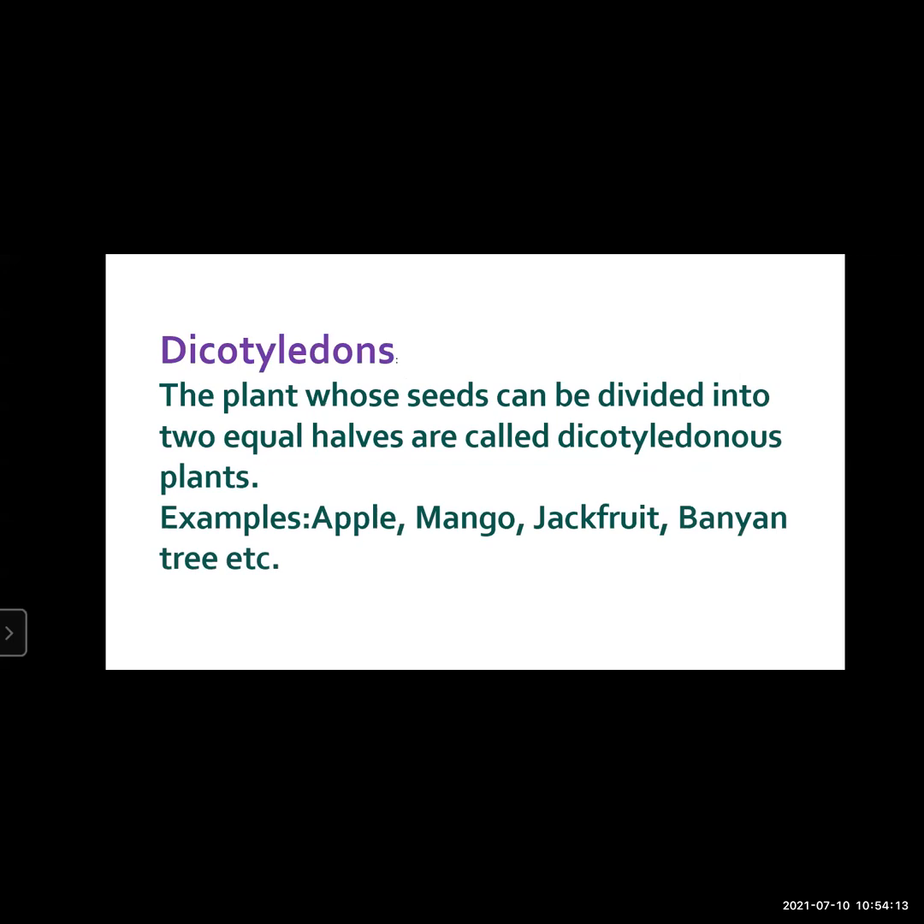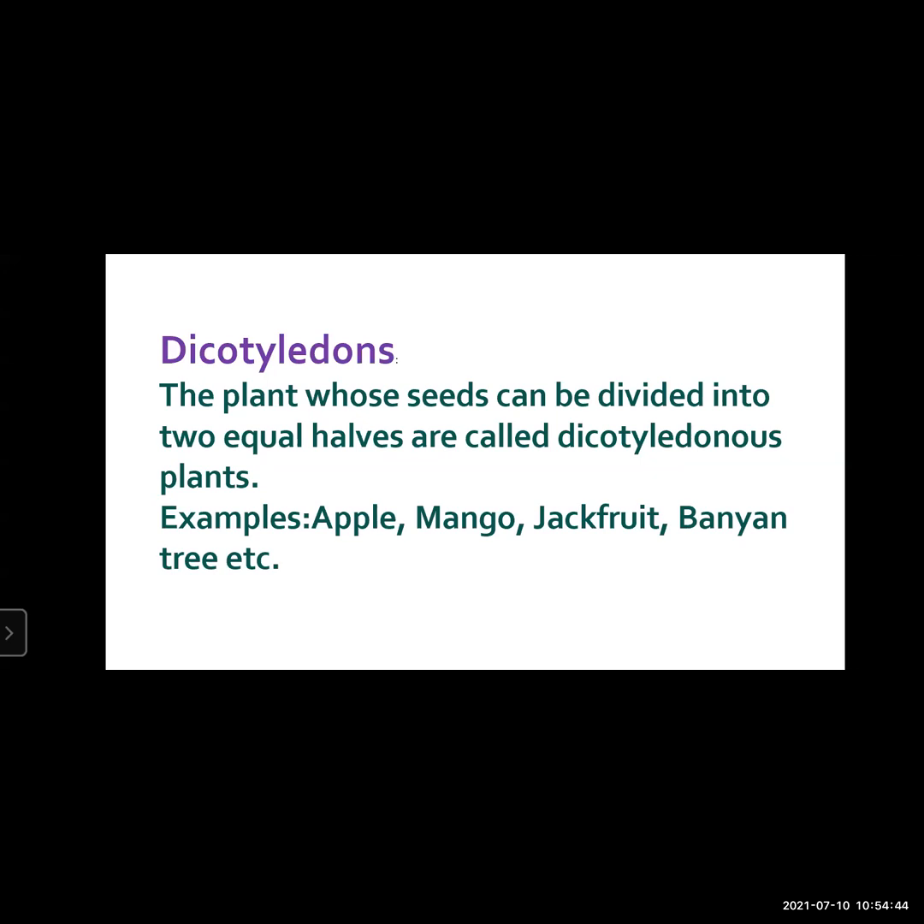Then the next is dicotyledons. The plants whose seeds can be divided into two equal halves are called dicotyledonous plants. Right? So it will break down into two parts. An example is the apple. When you eat an apple, you take out the seed and open the cover of that seed. You'll find two parts of that seed. So that is called dicotyledons.